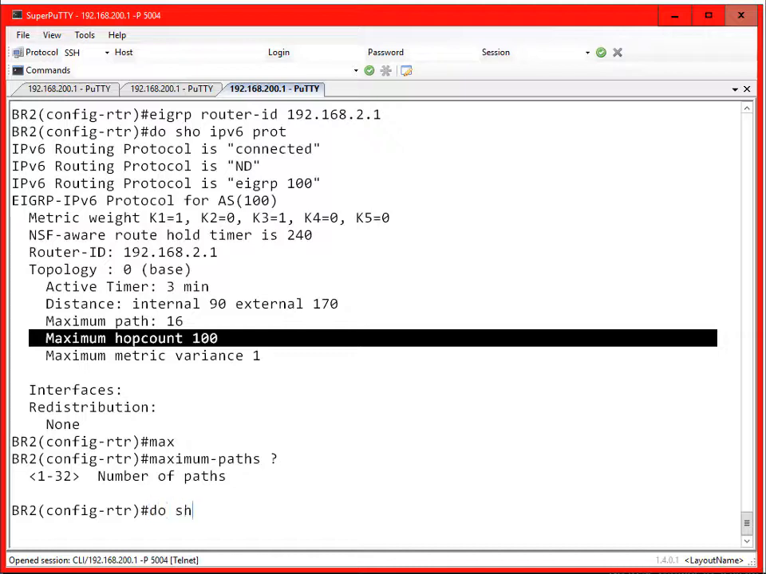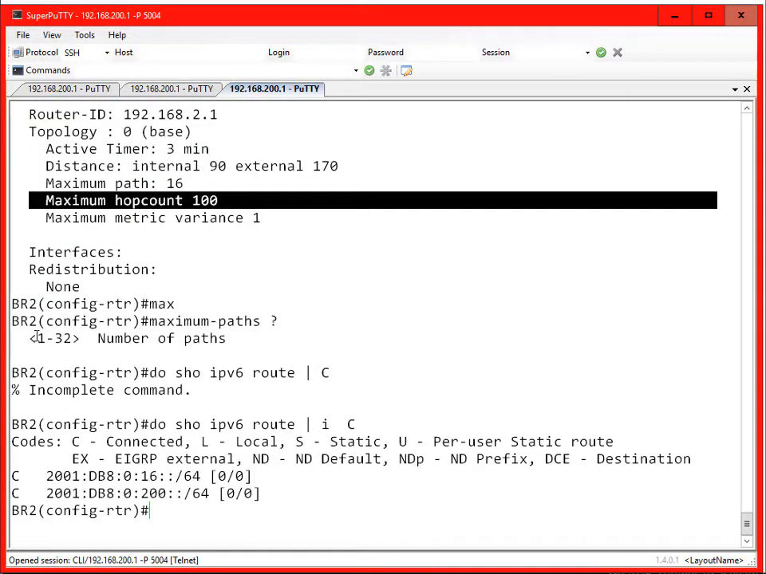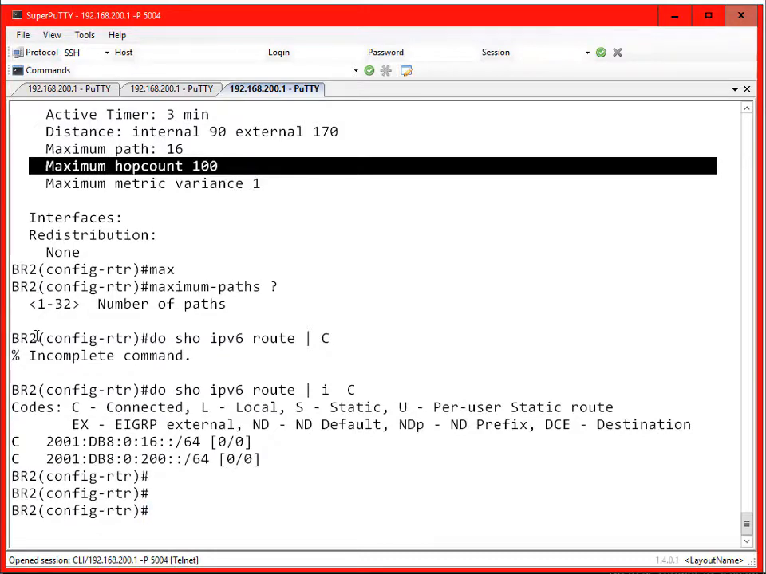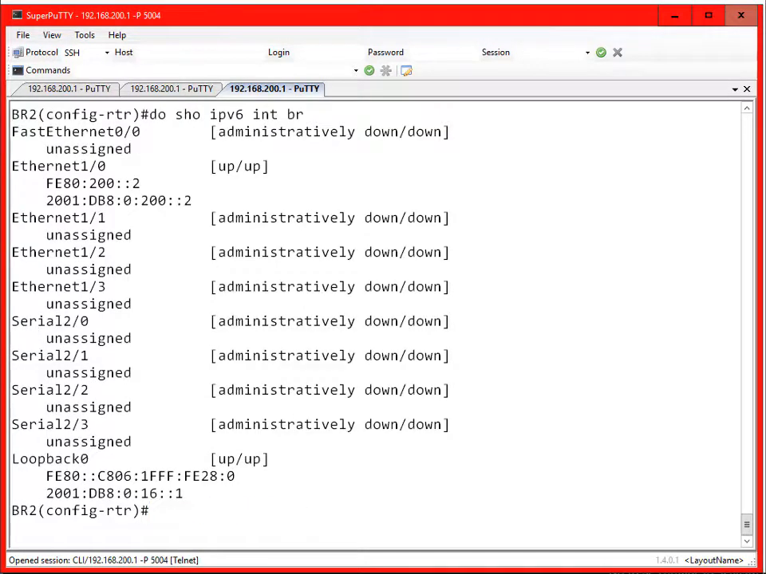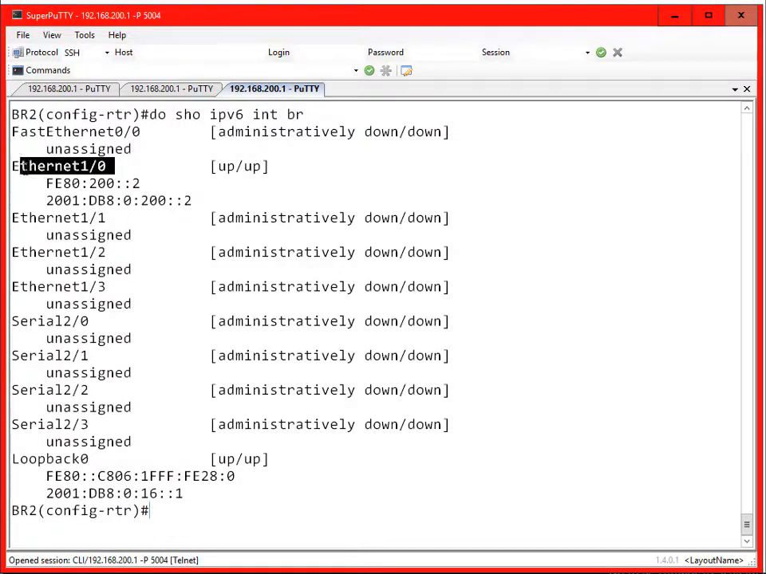So let's do a quick show IPv6 route, pipe, include, for my connected routes. So these are my connected interfaces: 2001:DB8:16::/64 and the 200 subnet. Let's do a quick show IPv6 interface brief. So that's going to be my Ethernet 10 interface and my loopback 0 interface.